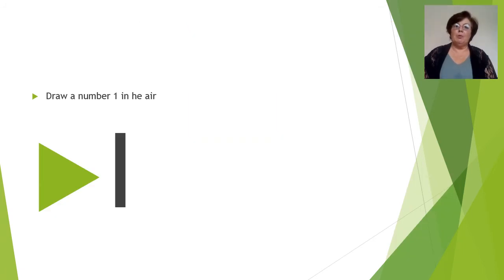Let's draw number 1 in the air. Start at the top and go down. Now change hands and do it with your other hand, from the top to the bottom. Now change hands, take it from the top down to the bottom, and last time draw it from the top to the bottom.